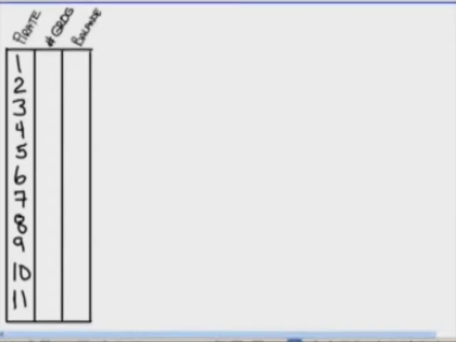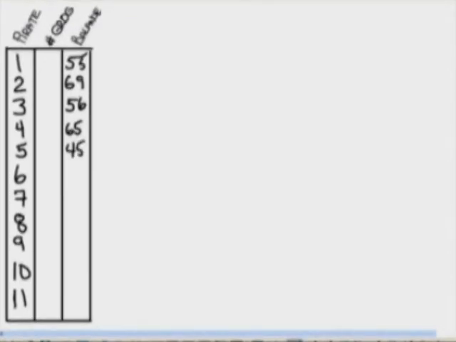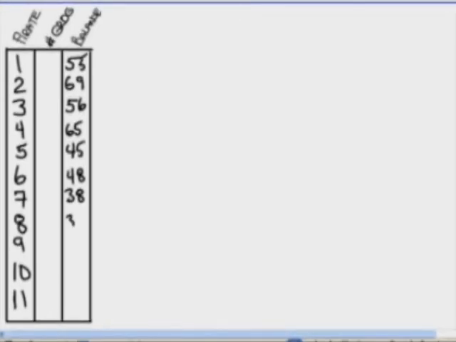So, with that in mind, let's start. Pirate 1 was able to balance for 55 seconds. Pirate 2, 69 seconds. 3, 56. 65. 45. Number 5 sucks. 48. 38. 34. 25. These guys need to start drinking more and build up their tolerance. 45.